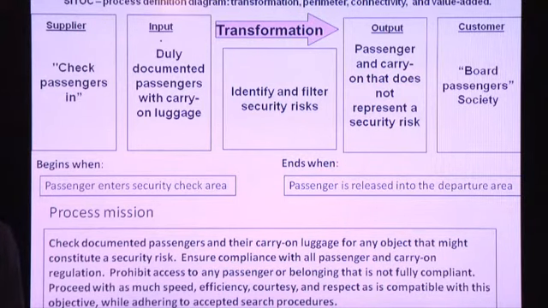Identify and filter security risk. That's a bit short. And the next tool, which is a functional analysis, will allow us to zoom in and understand a little better what it means. The acronym FAST stands for Functional Analysis System Technique. The diagram, the technique, starts with the transformation then.